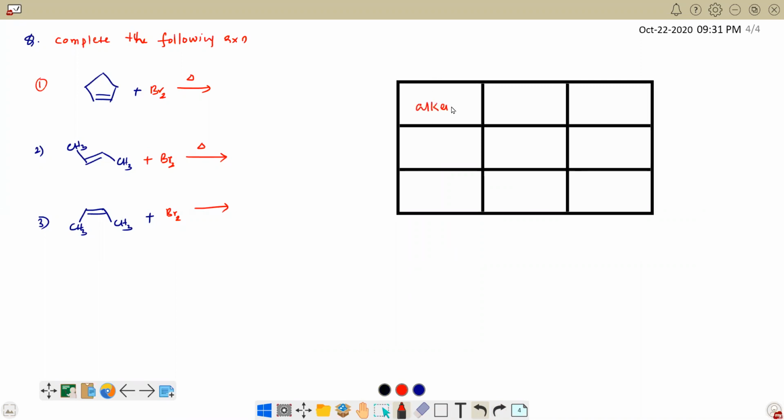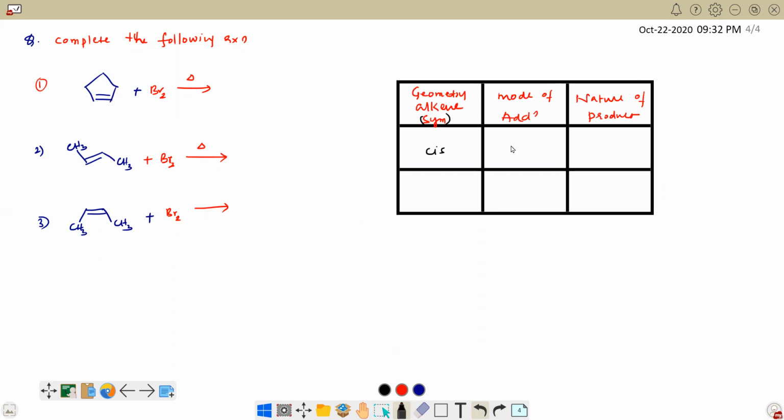Let us take it as alkene. So mode of addition, geometry of alkene, symmetrical alkene. Okay? Do you know this table? So anywhere you can apply it. It is symmetrical alkene. It is cis alkene.